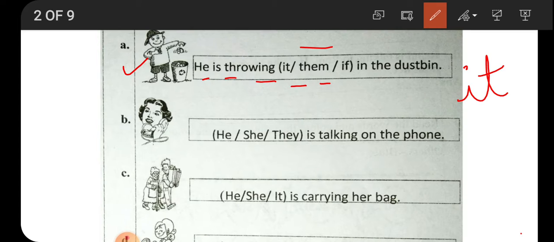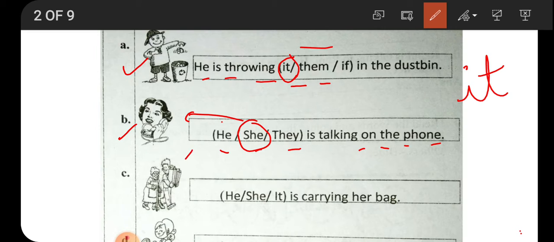We cannot say he is throwing them or he is throwing if. So the correct answer is it. He is throwing it in the dustbin. Next, look at this picture. Now he, she, or they. Out of the 3, you have to select the correct one. For the lady, what will you use? It is talking on the phone. We cannot say he because the picture is not of a man. So yes, she, absolutely, because she is used for girls and ladies. So she is talking on the phone.